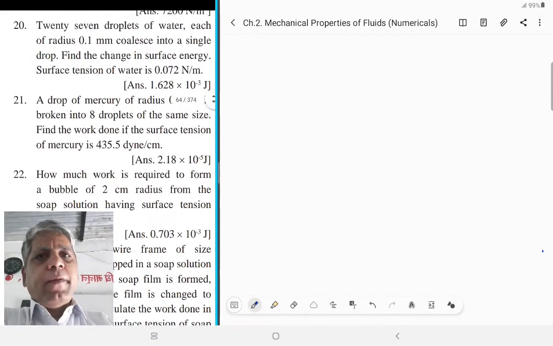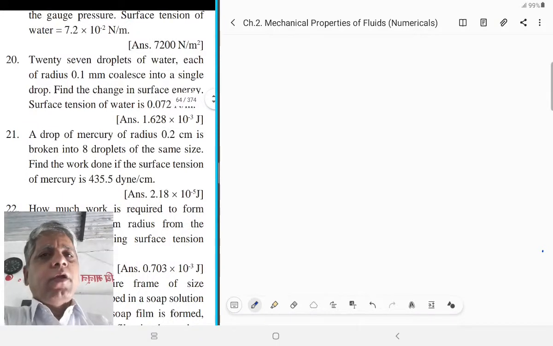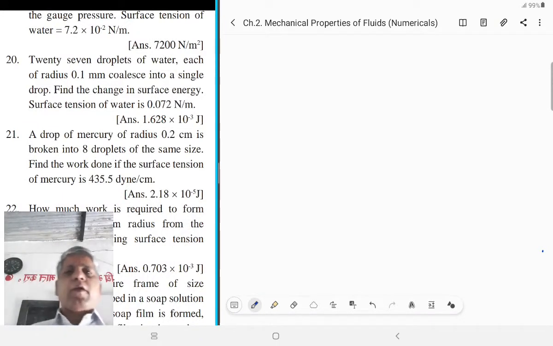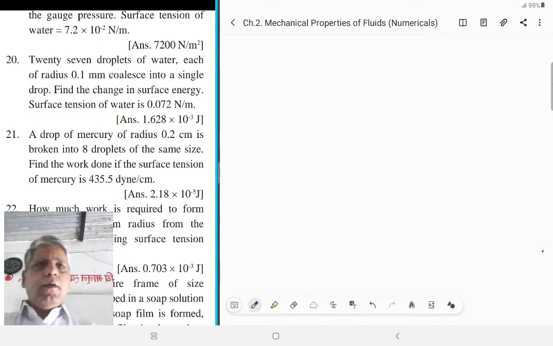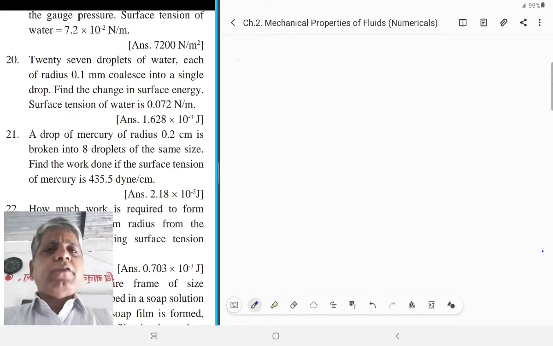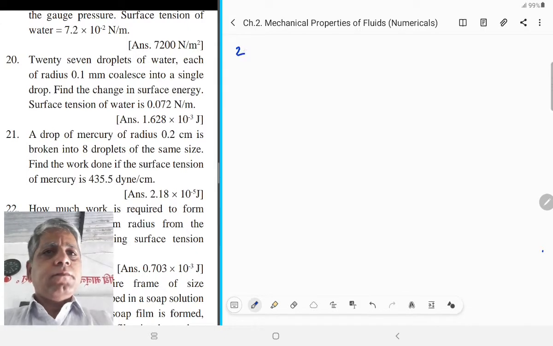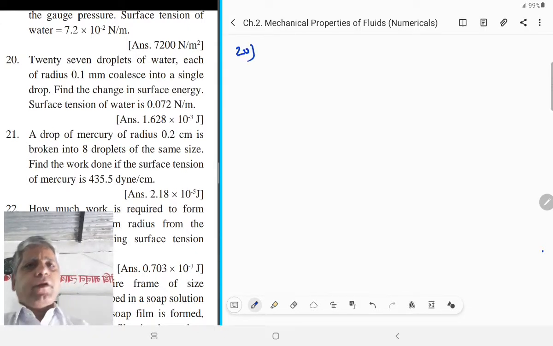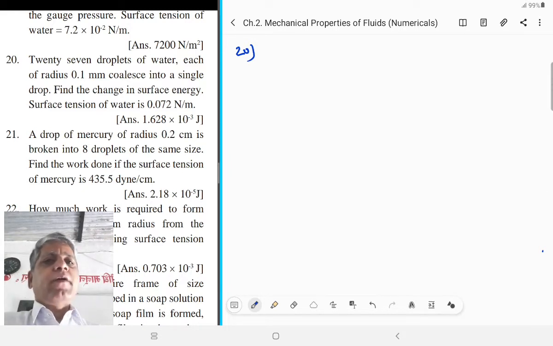Now first I read here the numerical question number 20. 27 droplets of water, each of radius 0.1 millimeter, coalesce into a single drop. Find the change in surface energy. Surface tension of water is 0.072 Newton per meter.